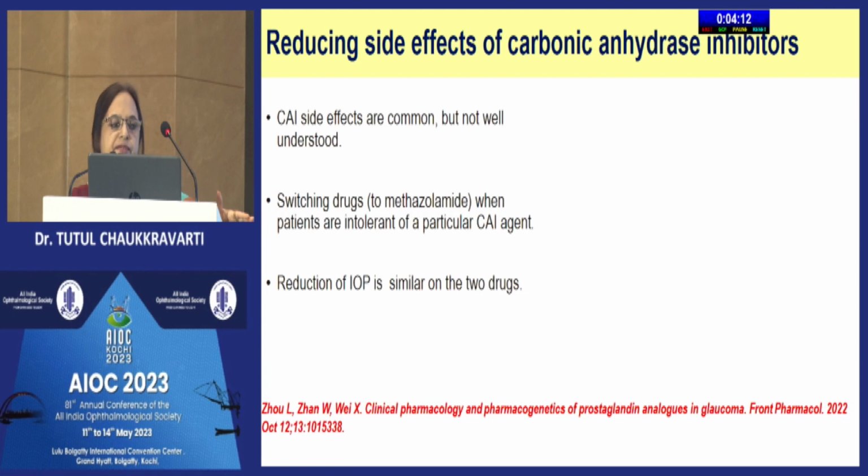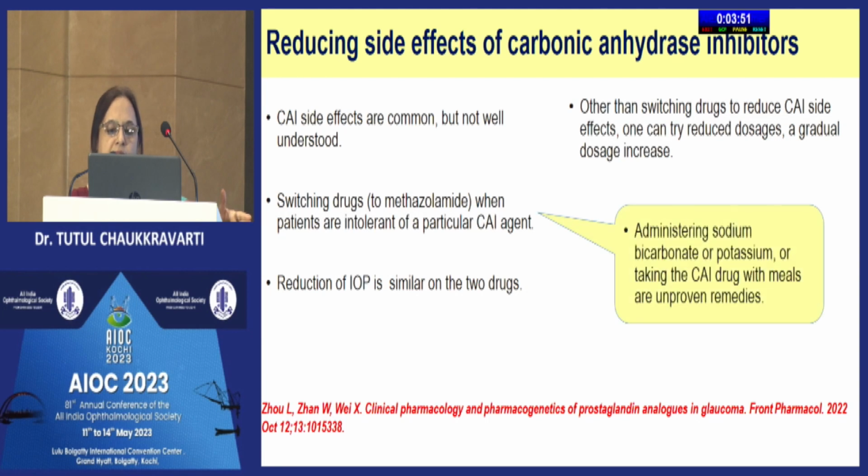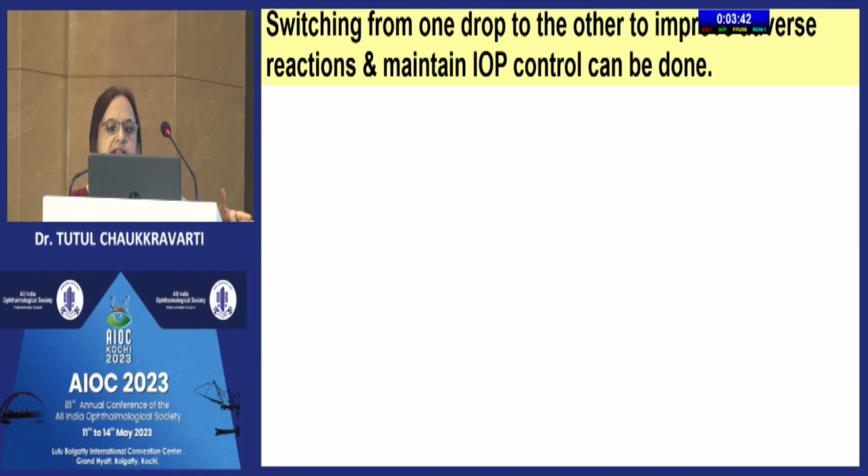Carbonic anhydrase inhibitor side effects are common but not well understood. Consider switching drugs, like from acetazolamide to methazolamide, when patients are intolerant of a particular carbonic anhydrase inhibitor. However, there is another way: we can reduce the dose of carbonic anhydrase inhibitor or use a gradual dose increase. Now, administering sodium bicarbonate or potassium, or taking the carbonic anhydrase inhibitor with meals, are unproven remedies.